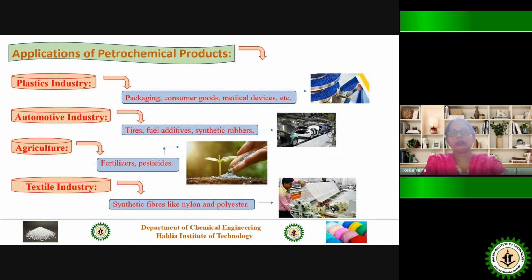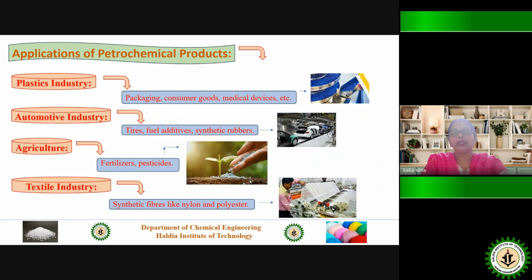Now think about the applications industry-wise. You know the applications, but go industry-wise to understand the expansion of these uses. First, go for the plastic industry: packaging, consumer goods, medical devices, etc. come here, and they are based on what? Polyethylene, polypropylene, all these components.